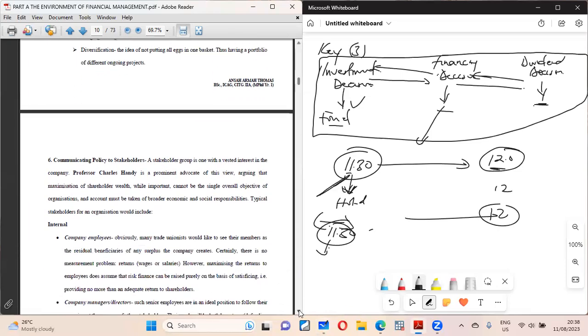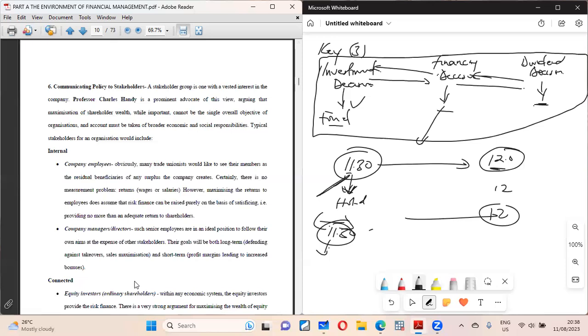All right. So the sixth one, sorry. The sixth one is about communicating the policy to the stakeholders. All right. Every policy, financial policy that you have in your company, you are supposed to communicate it. You communicate to your internal people, which is your company employees and the managers. It has to be communicated. The financial plan has to be communicated.